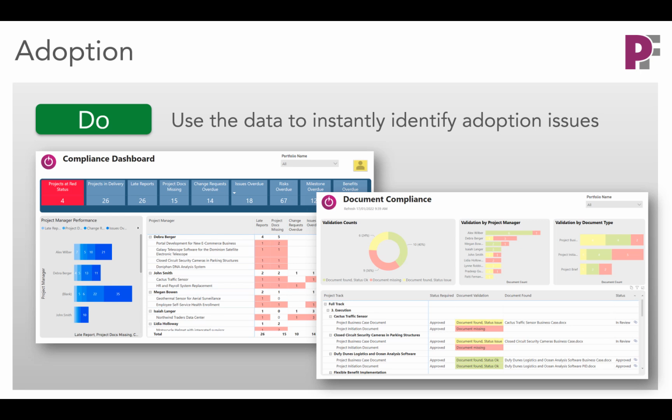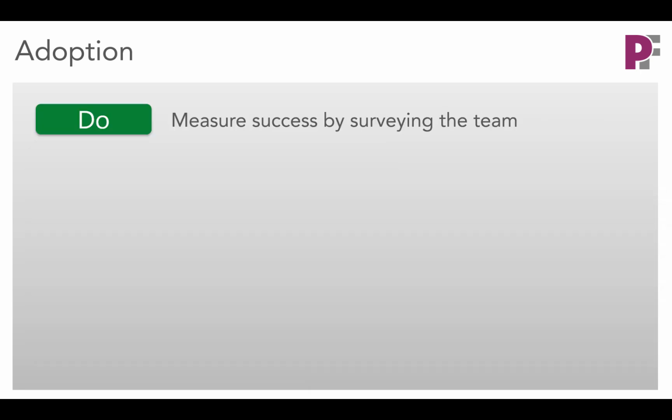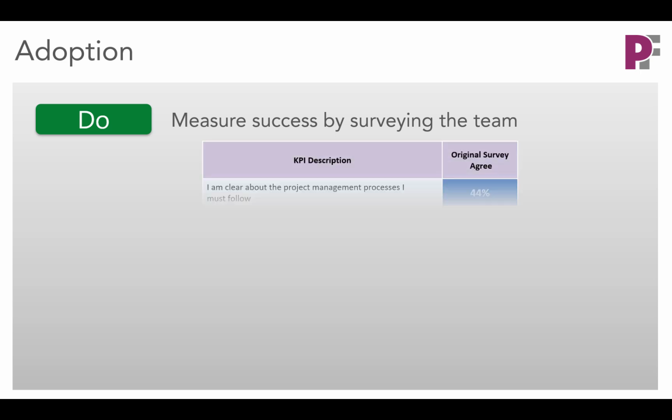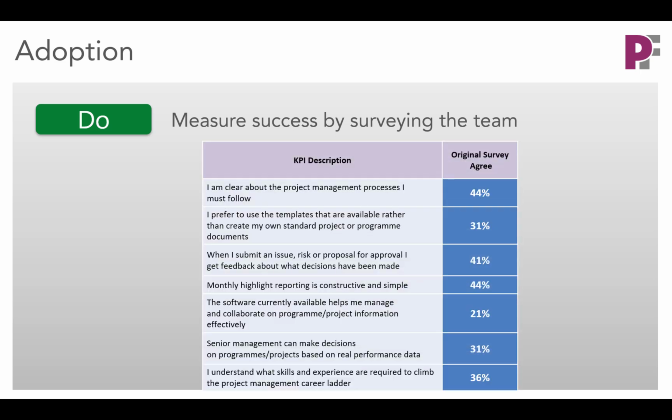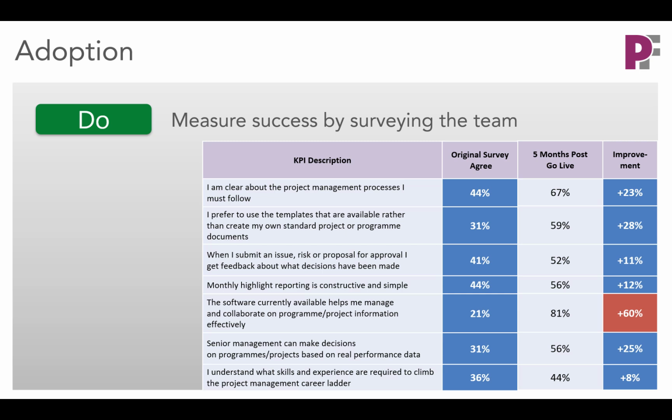A final idea on measuring adoption might be by means of surveying your user community. Ask them some questions, see how they feel prior to the PPM tool implementation, and then sometime after the tool has gone live. What you see here is an actual survey, with actual results from a large customer that we worked with some time ago. And you can see here positive development across all of these different questions, which is of course an expression of a positive user adoption experience.